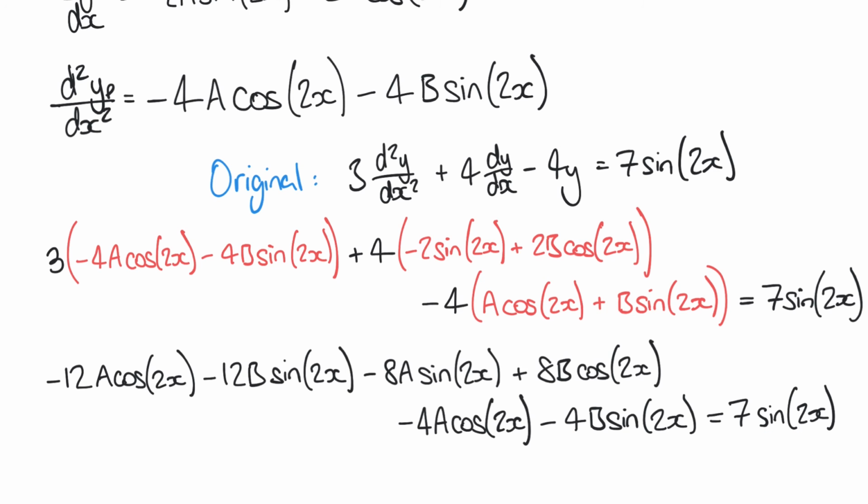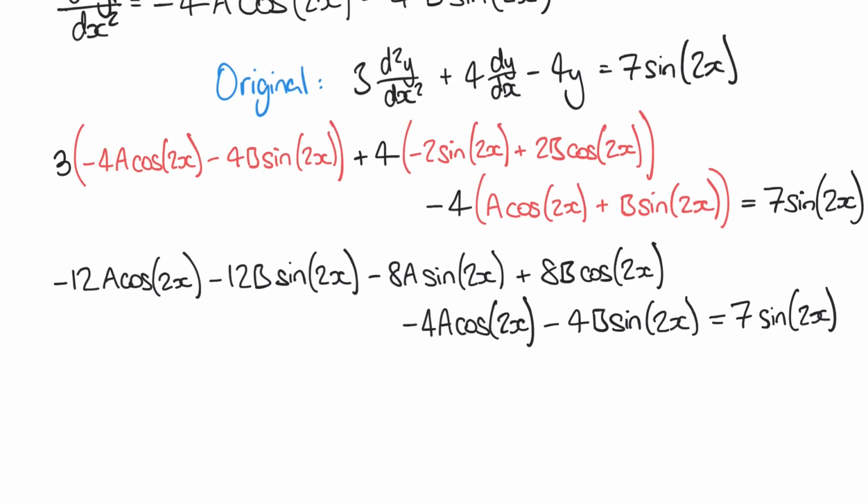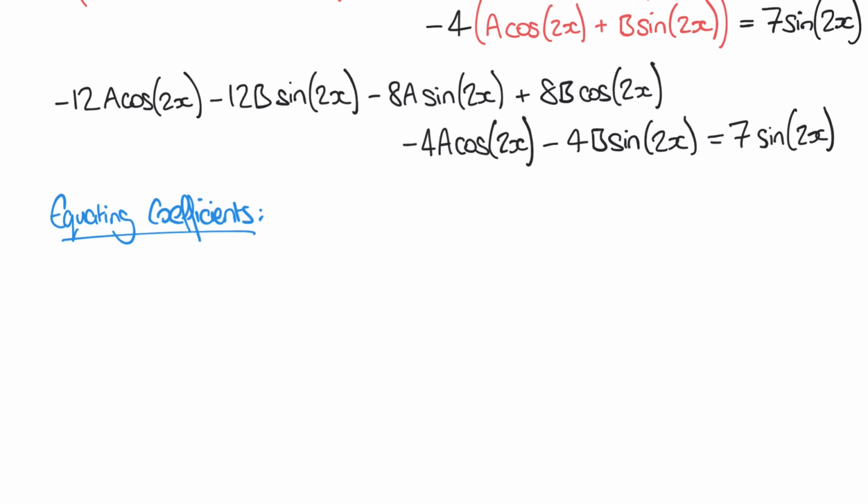Okay, so at this stage, let's equate coefficients like we did in a previous example, because we can see that on the right-hand side, there's only a sine term remaining. And that means that all of these cos terms must add up to 0, because we're not left with any cos term on the right-hand side. So what we can say is this.